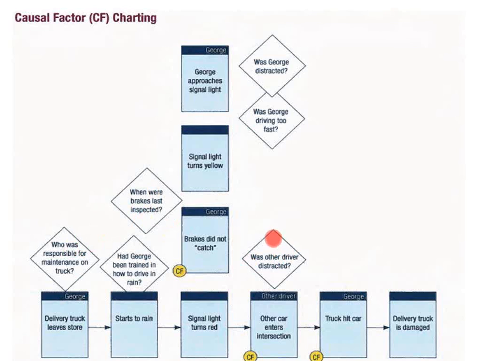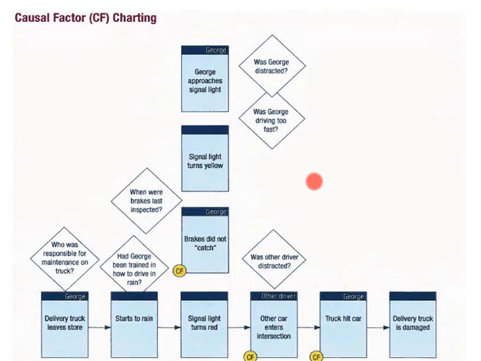And one of the things that Emily brought out was, was the other driver distracted? Good point. Well, does that really matter? Was the other driver distracted? Because either way, our truck hit the other car. The only way it would make a difference is if the other person was also distracted, possibly, then maybe they could have avoided the accident.